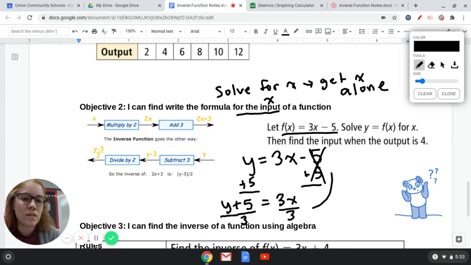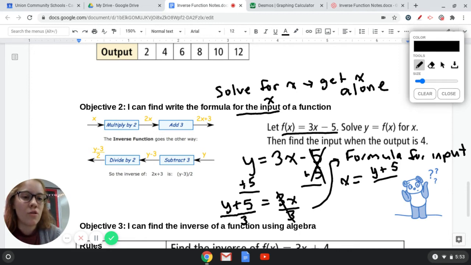So let's go up here. What is our formula for x? Or formula for the input? What are these 3's going to do? They're going to cancel, and we're going to end up with x equals y plus 5 over 3. So we just solved for x, which is the formula for the input.